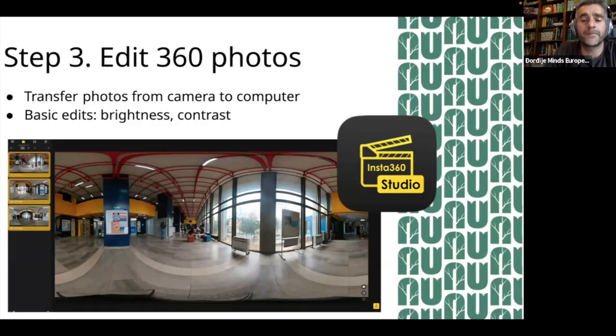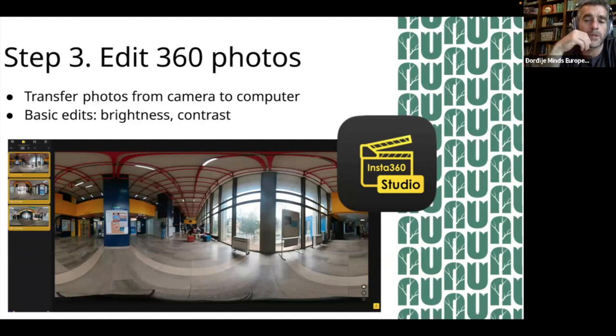For this camera, we have an application which is called Insta360 Studio. So you can see here how photos look when you upload them to your computer and open them like usual photos. It is not that visible what is in a photo because it is somehow transformed. We transfer all the photos to our computer.